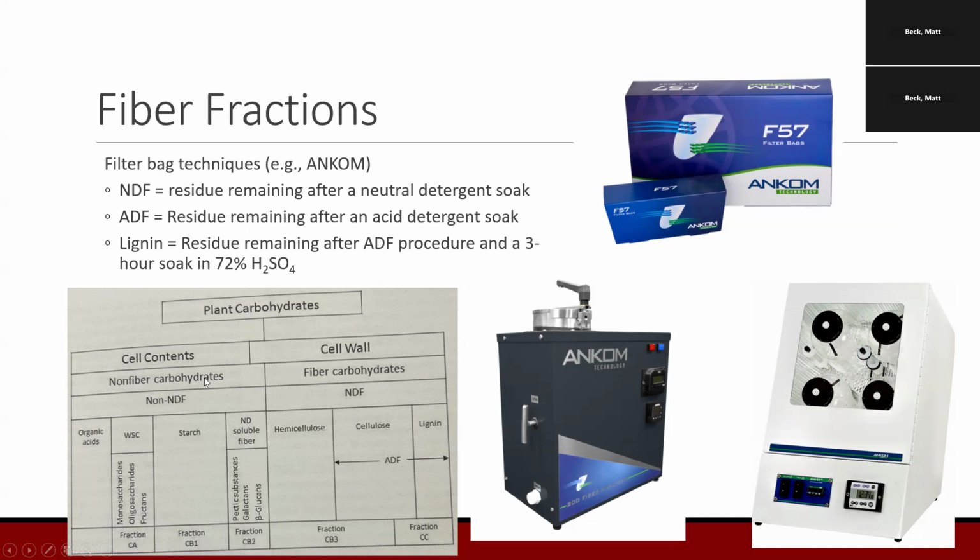Okay, so here we have cell contents that are non-fibrous. So they're not going to be contained in the NDF fraction. Then we have parts of the cell that are contained in the cell wall, so those would be fiber carbohydrates. All fiber carbohydrates, hemicellulose, cellulose, and lignin are contained in NDF. Only cellulose and lignin are contained in ADF. You guys remember that?